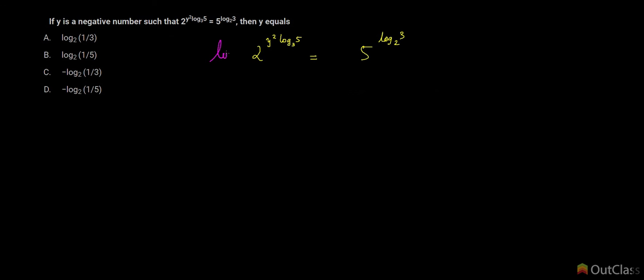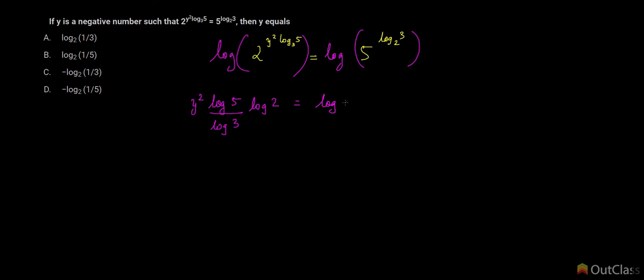Take log on both sides. Then it becomes y square log 5 to the base 3, which I'm gonna write as log 5 by log 3, and then log 2. The RHS is log 3 to the base 2 goes outside as the coefficient. Log 3 to the base 2, I'm gonna write it as log 3 by log 2, and then you have your log 5. What I can cut is log 5 and log 5.